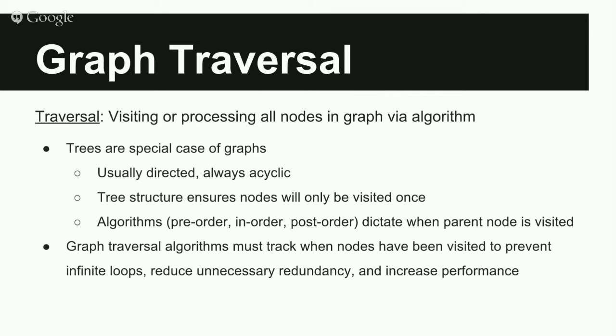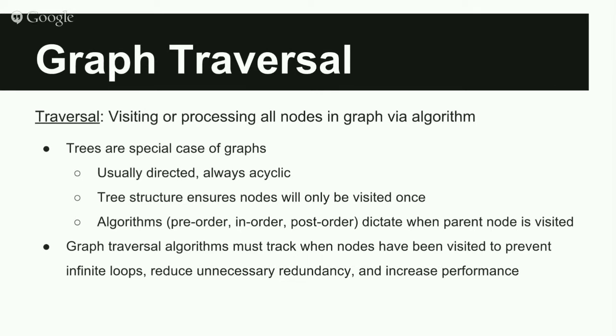Traversal is just visiting or processing every node in that graph via some algorithm. With trees, the structure ensures that we are only going to ever visit each node once. The way trees are set up, you go from the root to all the leaves in one direction and one logical structure there. You never really go back up to the parent to reprocess.